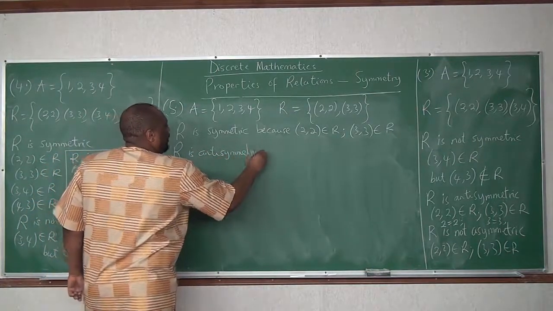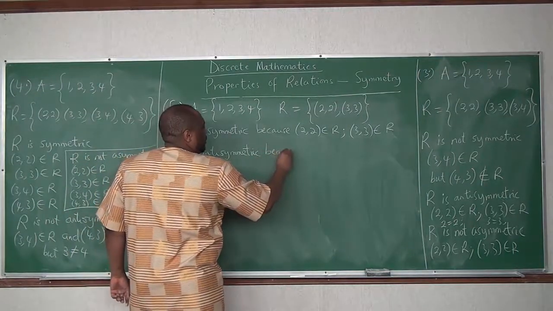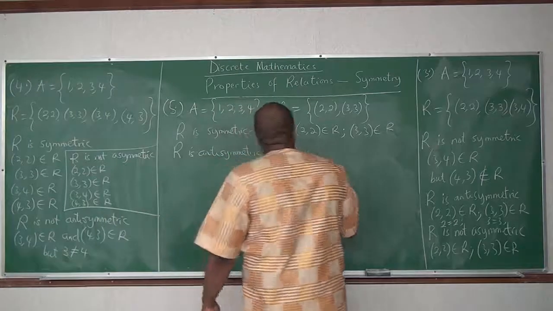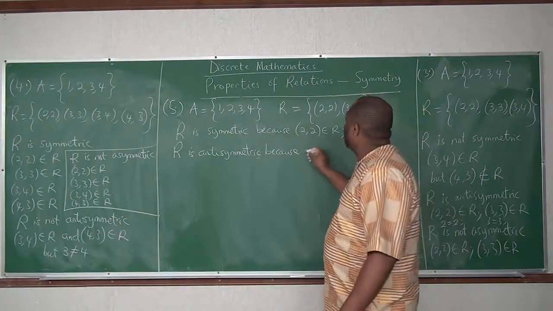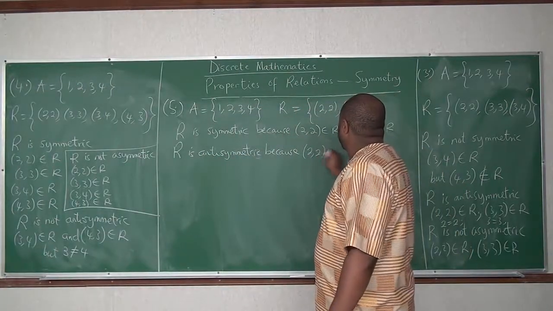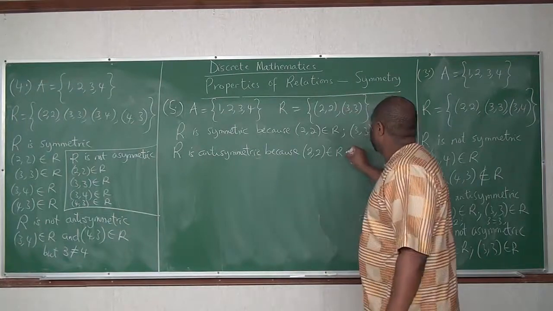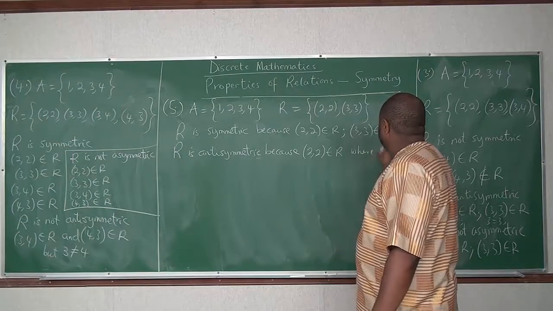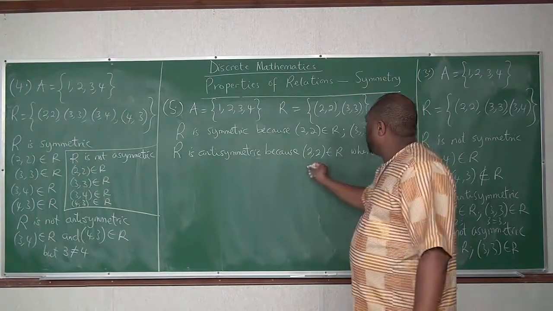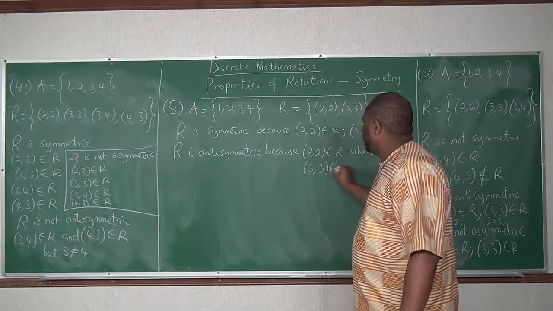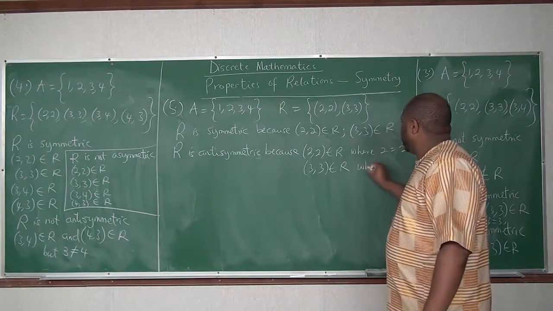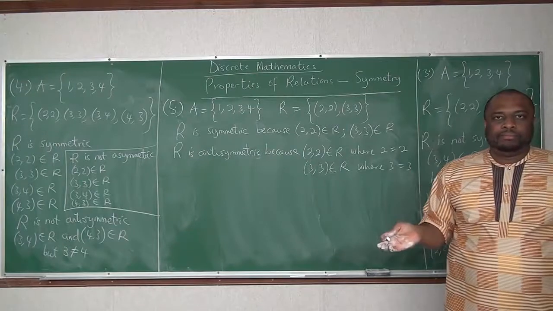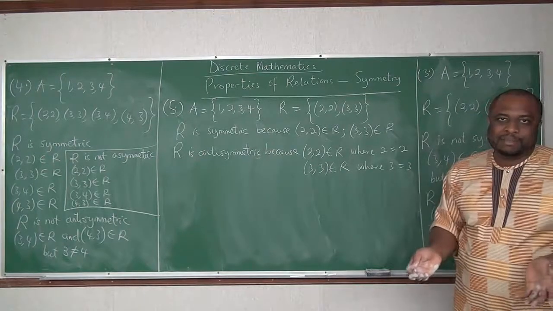Because (2, 2) is an element of R, where 2 is equal to 2, and (3, 3) is an element of R, where 3 is equal to 3. So therefore it is antisymmetric.